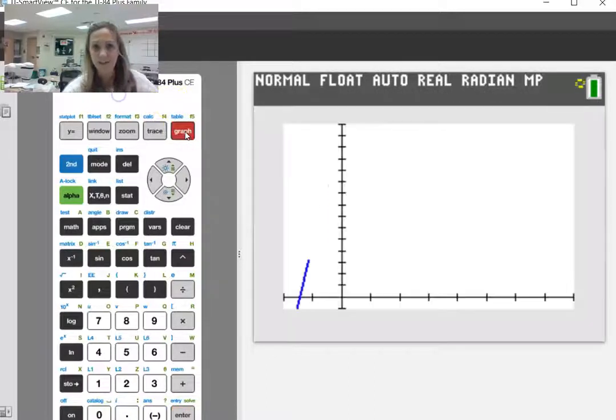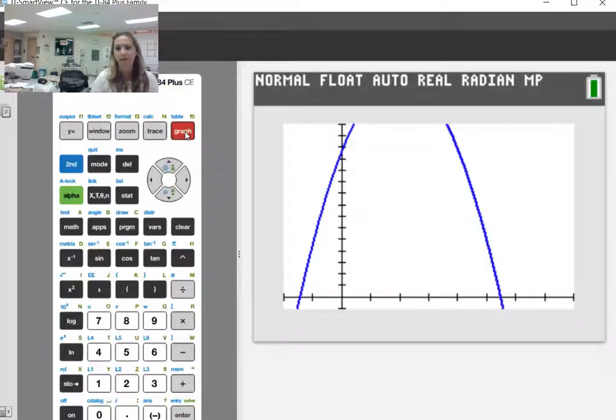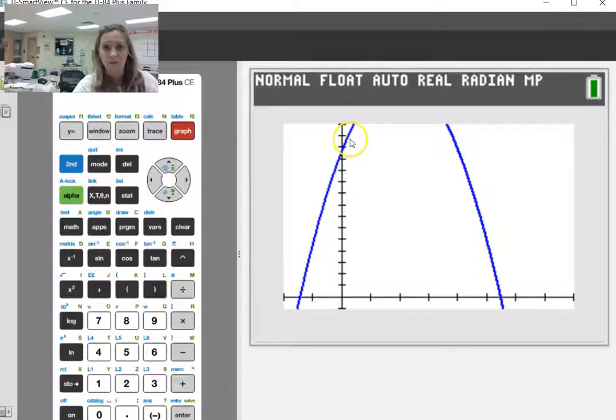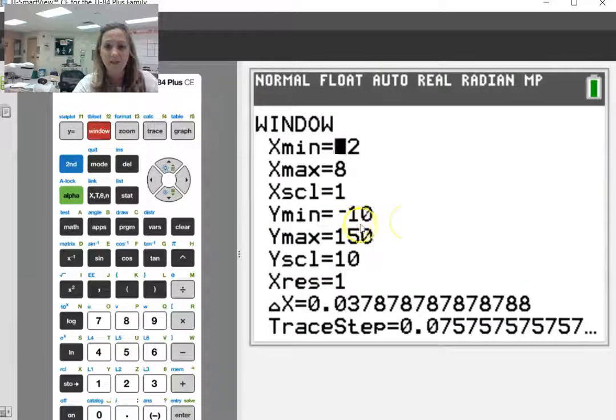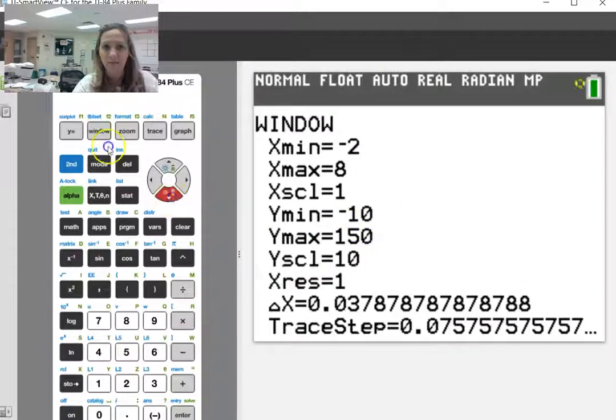And I can see what that looks like on the graph. Now, I did that on purpose to show you that when you try windows, sometimes you have to try it more than once. Notice that the top of this graph is still cut off. So what about the window would I need to change to see up more? Well, I'd go back to the window and arrow down until I get to the Y max.